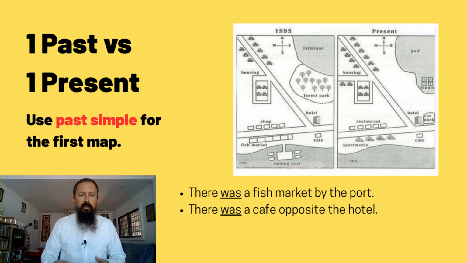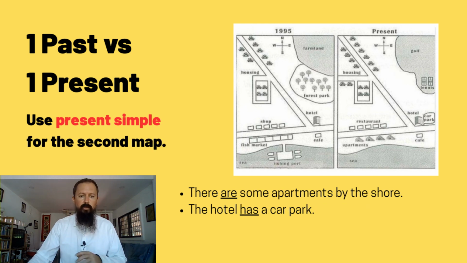Okay, so then we come up to the situation where we have one past map and one present map. So when we're talking about the first map, the one that's set in the past, again, we just use the past simple. So here we can see there was a fish market by the port. There was a cafe opposite the hotel. So nice and easy. We're just talking about a moment in the past. And even though this is a whole year, we treat it as a particular point in time. And so we just use the past simple.